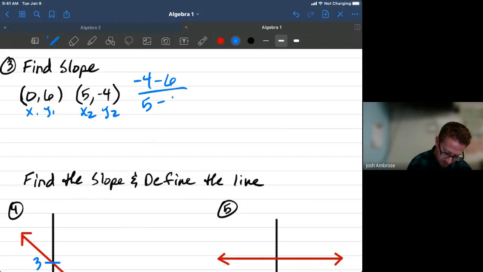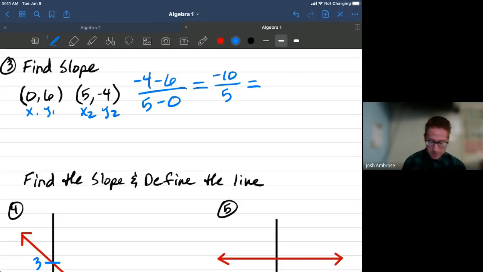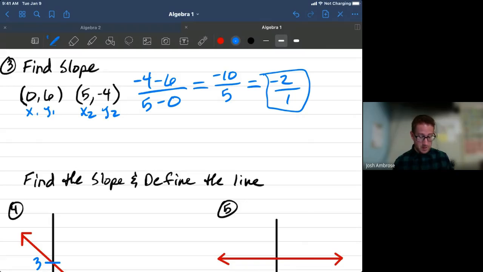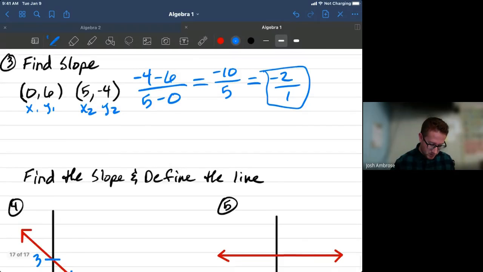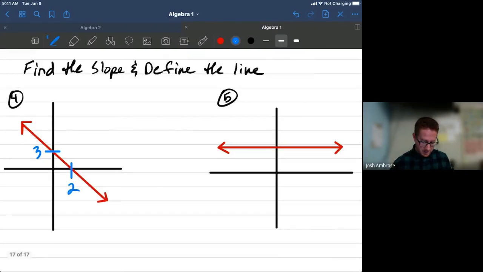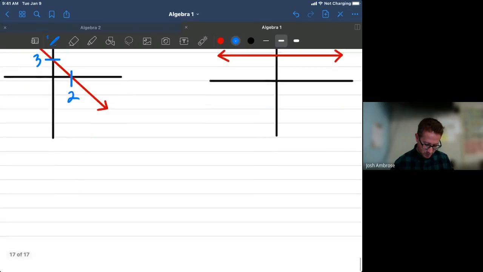5 minus 0. Okay, negative 4 minus 6 creates a negative 10. 5 minus 0 is 5. And simply reduce this value here. Negative 10 divided by 5 is a negative 2. I'm going to go ahead and put that over 1 because why? Rise over run. Represent both parts. Okay, perfect. Let's move into problem 4, problem 5, and this is the last problems, I believe.